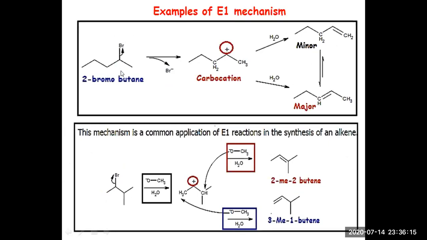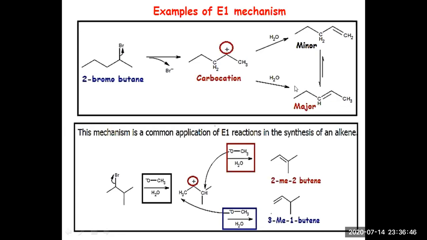Let's take another example. If I take 2-bromobutane and carry out this reaction, you get a carbocation. It's a secondary carbocation. Now in this secondary carbocation, I can remove hydrogen from this beta position, or I can remove hydrogen from this beta position. Let us call this beta 1 and this beta 2. Whenever the base approaches, if a beta 1 hydrogen, that is this, is lost, then I'll get this as a product.